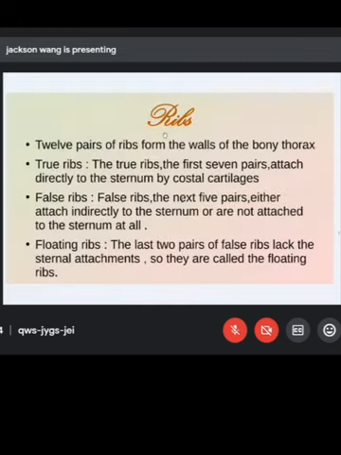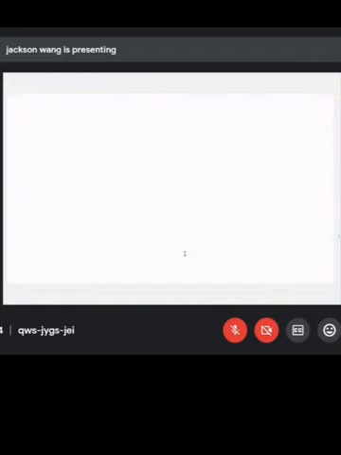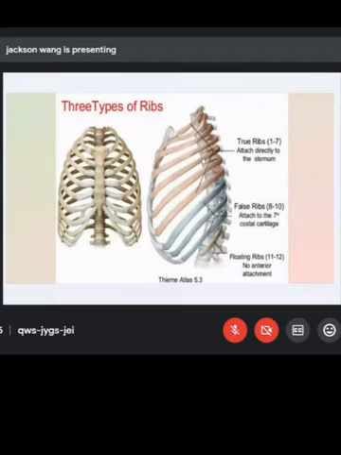Ribs. Ce sont les côtes. 12 pairs of ribs form the walls of the bony thorax. So we have the true ribs, les vraies côtes. The false ribs, les fausses côtes, and the floating ribs, ce sont les côtes flottantes. The true ribs, the first 7 pairs, attach directly to the sternum by costal cartilage. False ribs, the next 5 pairs, are either attached indirectly to the sternum or are not attached to the sternum at all. The floating ribs, the last 2 pairs of false ribs, lack the sternal attachments, so they are called the floating ribs. So we have 3 types of ribs: the true ribs, the false ribs, and the floating ribs.